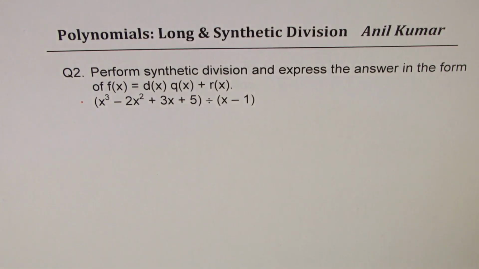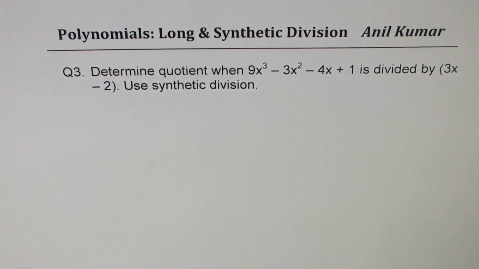Question number 2 is perform synthetic division and express the answer in the form of f(x) = d(x) q(x) + r(x). This time the function given to you is x cubed minus 2x squared plus 3x plus 5. You have to divide by a linear factor x minus 1. Now, if you get a remainder which is non-zero, then it is not a factor. If you get 0 as a remainder, then it is a factor.